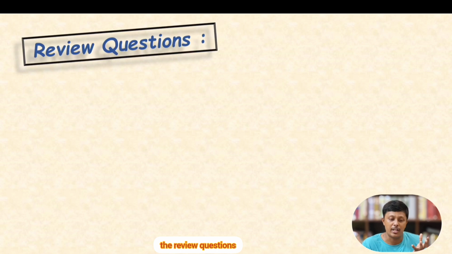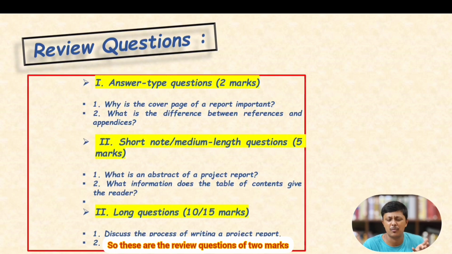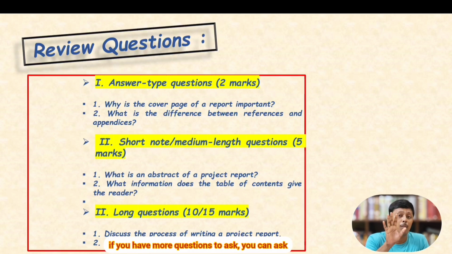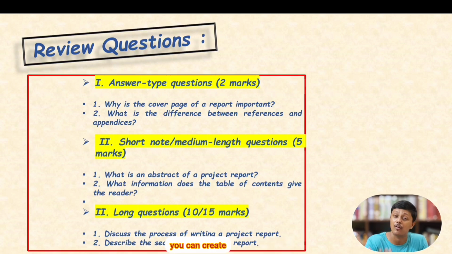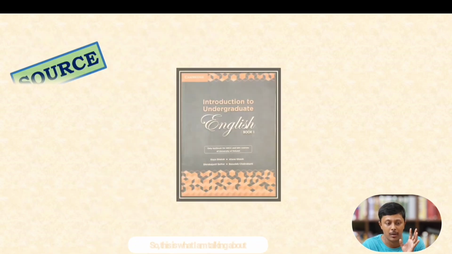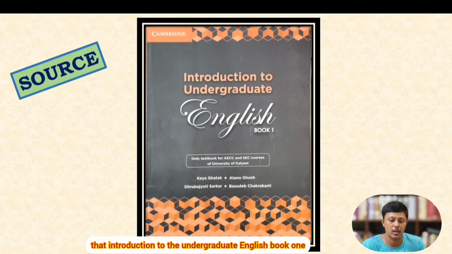Moving on to the next, the review questions. These are the review questions of 2 marks, 5 marks, and 10 or 15 marks. You can get these in the source book. I'm going to show you the source book, but before that, if you have more questions to ask, you can create them. But these are the questions that I've already set in the source book. This is the source book, Introduction to the Undergraduate English, book one. You can have all the references and the questions here again.